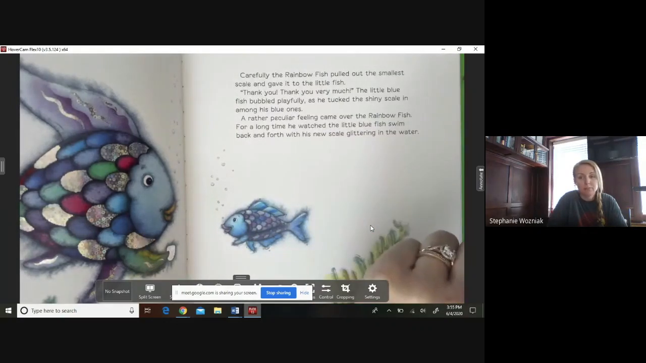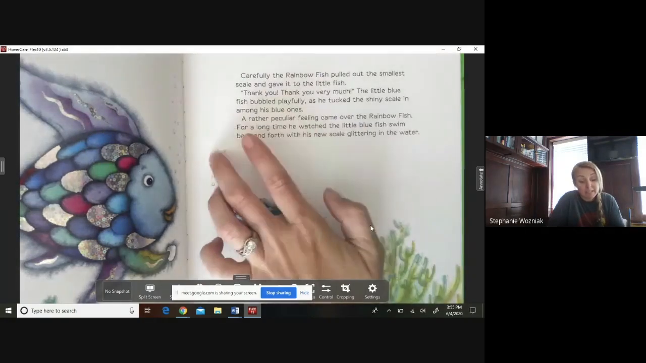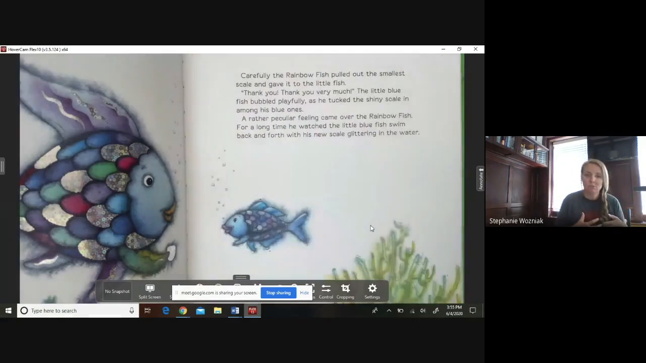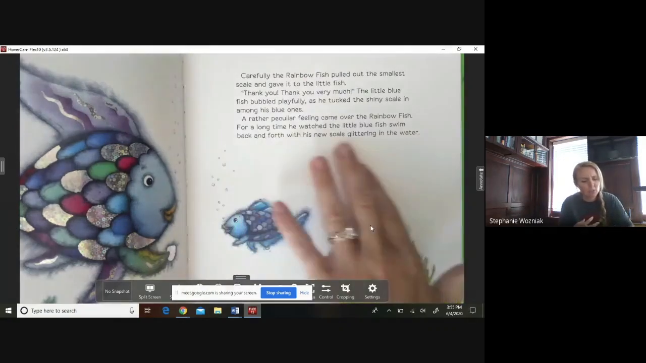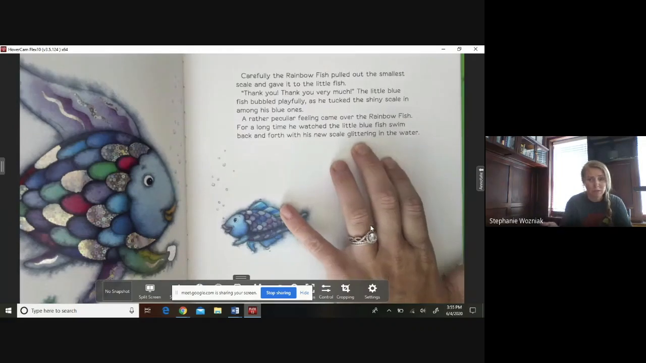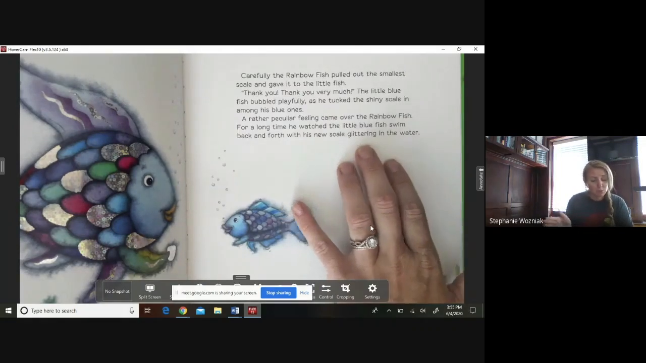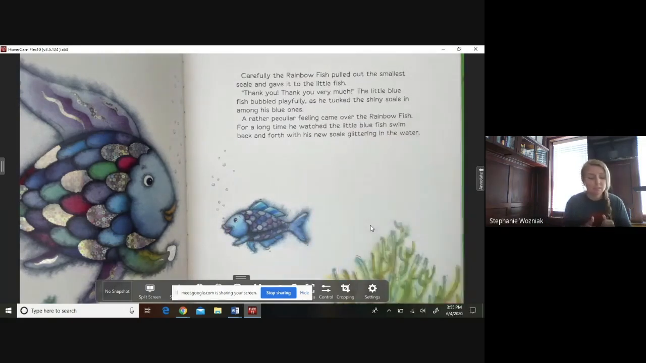the water. So we can infer that the word peculiar means different, right? Because it's a feeling that he's not used to because he just sat there and watched the little blue fish. Because in the beginning, all the fish were watching rainbow fish. But here, he's just sitting and watching this little blue fish swim back and forth with this glittering scale.